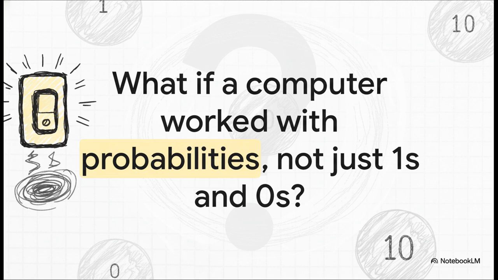I mean, think about it. Your computer right now thinks in absolutes. A switch is on or it's off. A bit is 1 or it's a 0. But what if it could be both? What if it existed in this hazy, in-between world of possibilities? That's the fundamental shift we're talking about.